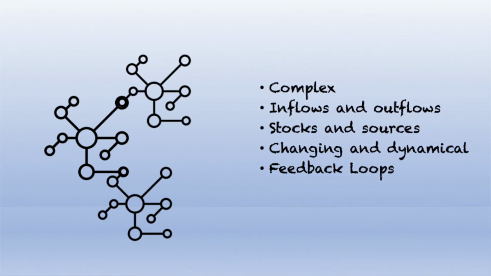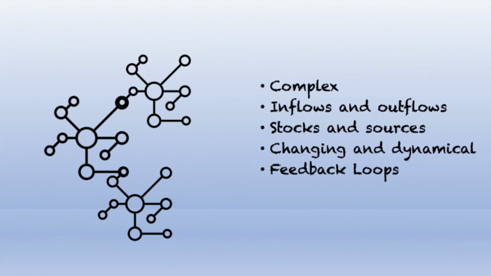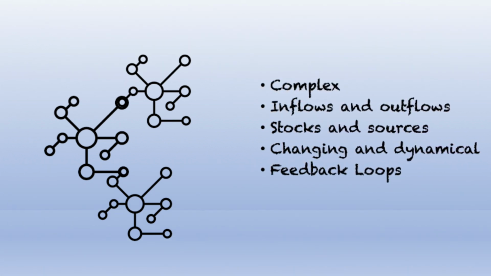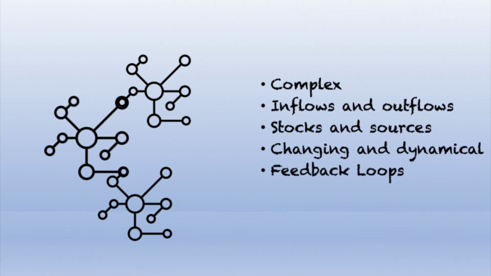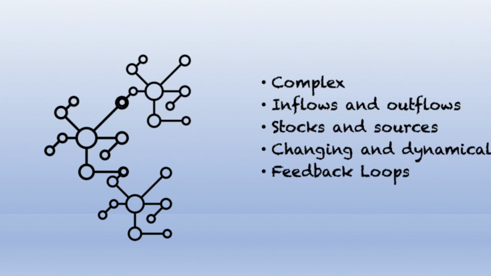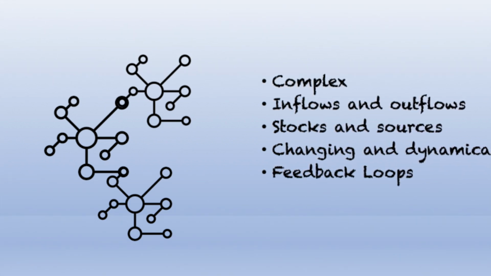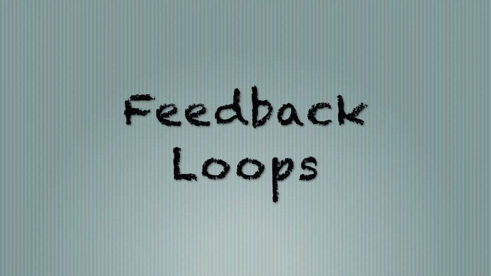Systems are influenced by what flows into them as well as what flows out. They have stocks, what fills up and drains, and sources, where the inflows come from. We use systems thinking as a way to try and describe a system and its interconnections. A system's interconnections are known as feedback loops and can be positive or negative. Let's look at this in a bit more detail.